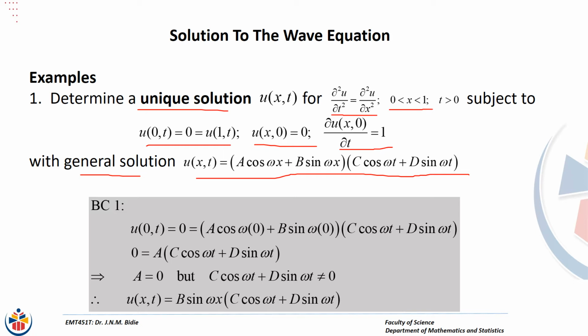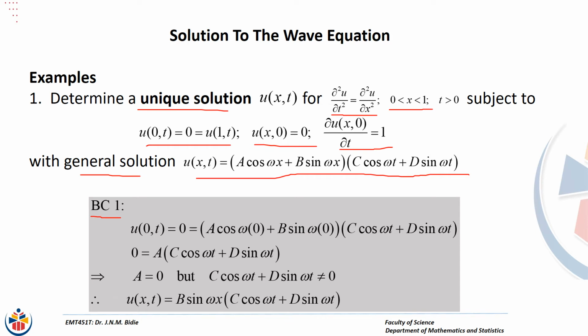Then, the first thing we do to solve this problem is to substitute the first boundary condition. Hence, I've written here BC1. Taking the first boundary condition as it is, u of 0t must be equal to 0. And then find u of 0t.